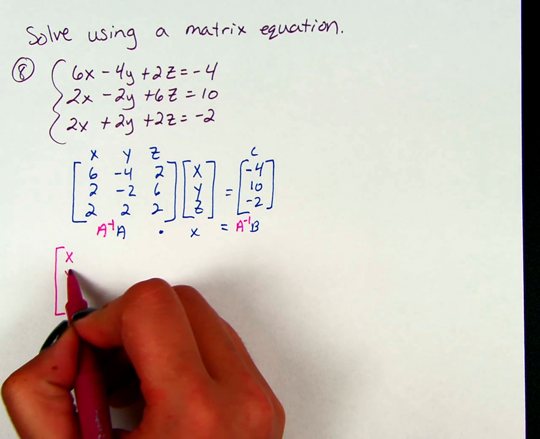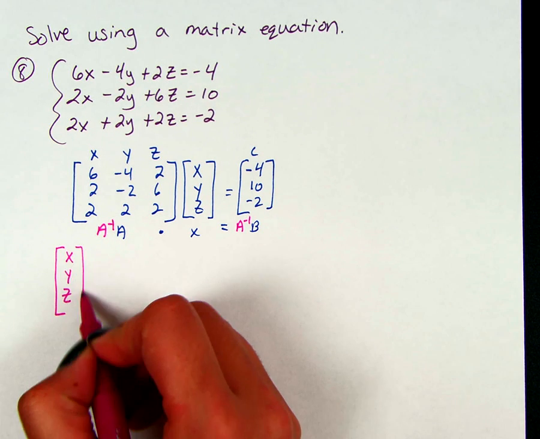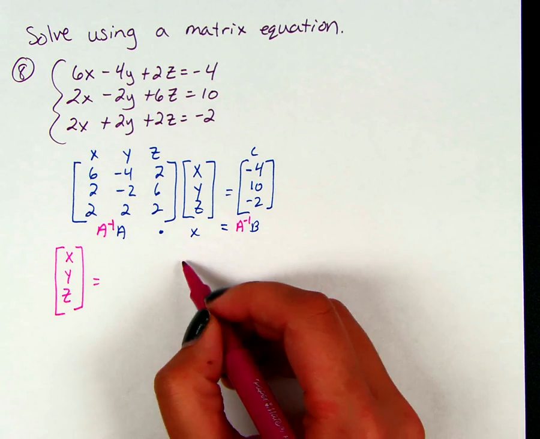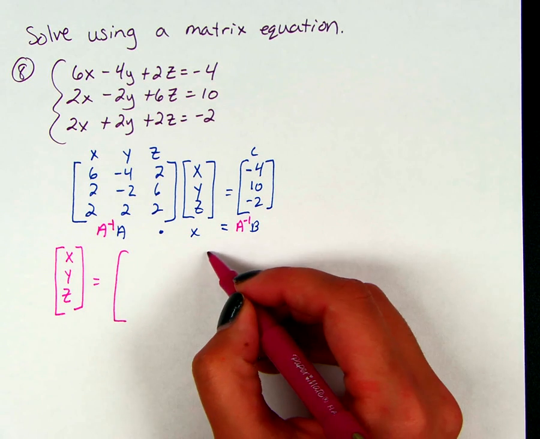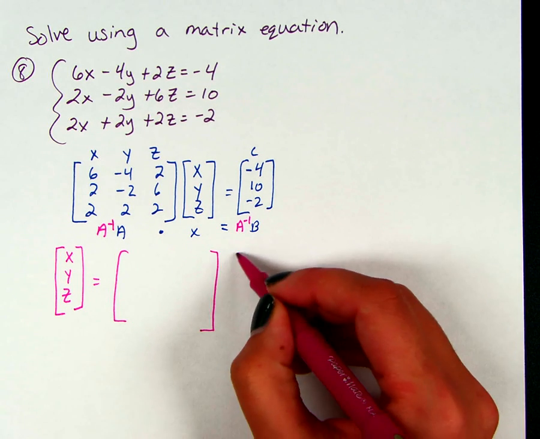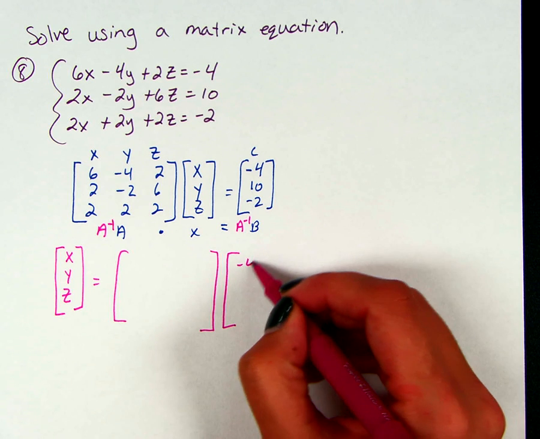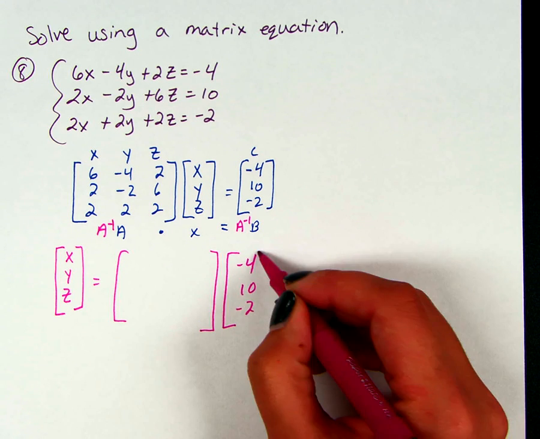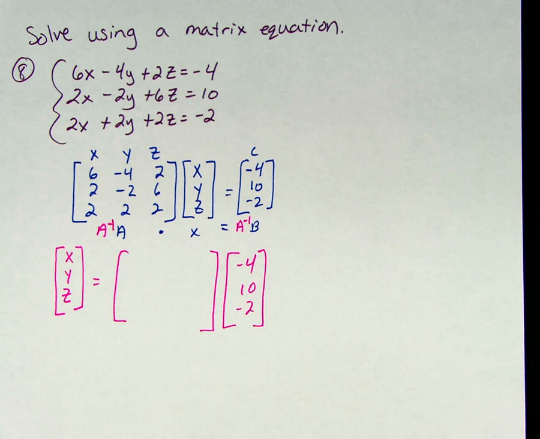So we have our x, y, and z equal to the inverse of A. So again, I'm not quite sure what that is yet. And then times matrix B, so -4, 10, and -2. So since we are dealing with a 3 by 3 matrix, we are going to use our calculators to figure out the inverse.